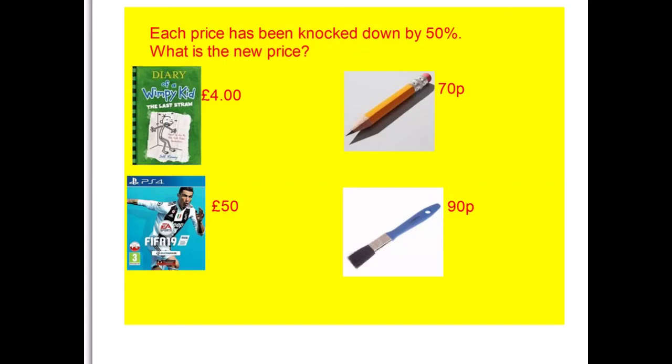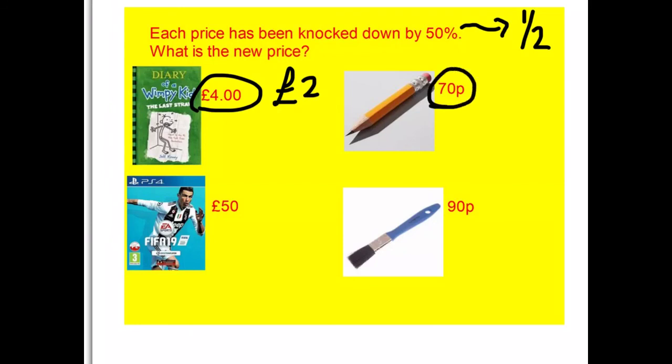Okay, each of the 4 items shown has been knocked down by 50% in a sale. So 50% is 1/2. So we're taking off 1/2 of each price. So half of the £4 is £2. So the new price is £2. Half of 70p, we can do a division question. 2 into the 7 goes 3 times, 1 left over. 2 into 10 goes 5, so the new price is 35p.